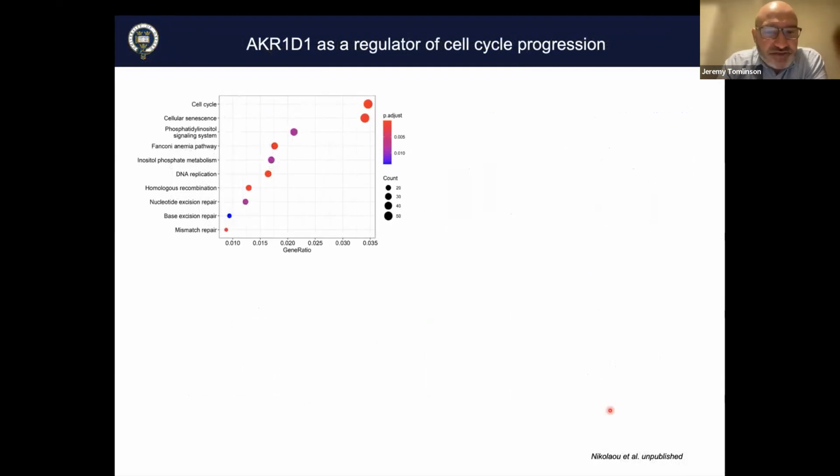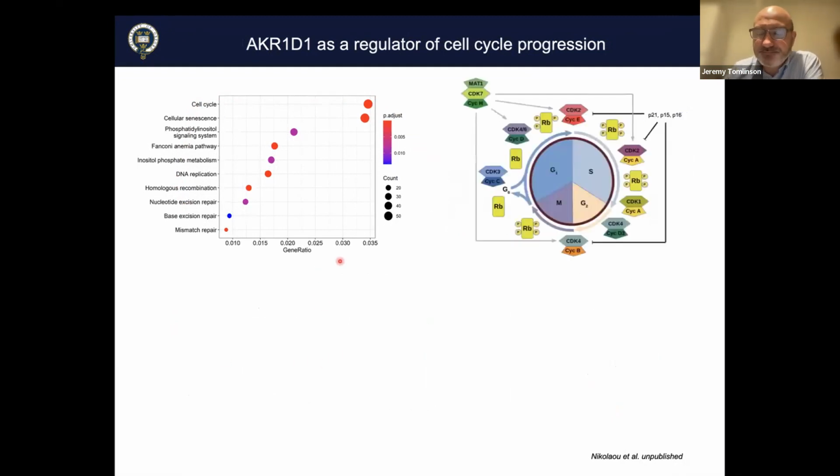But we also began to probe some of that data a little bit more, and all of this is unpublished, because when you look at some of the gene ontology pathways, it was quite clear that cell cycle and cellular senescence were all quite important. And again, bearing in mind the data that fatty liver disease drives cancer risk, that began to get us thinking about, well, could this be involved in cellular proliferation?